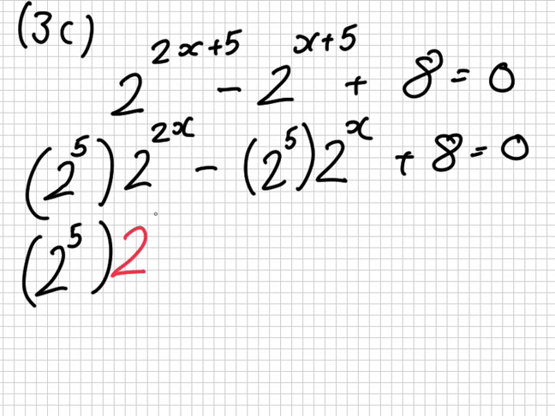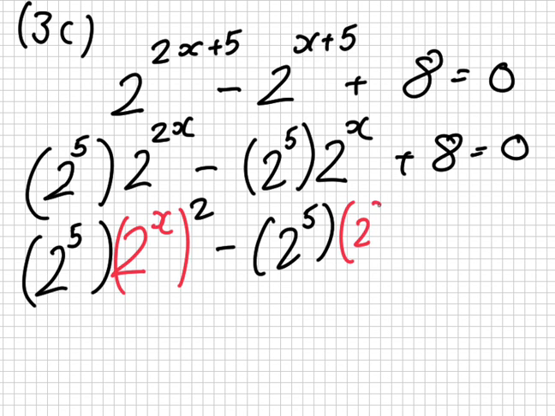2^x squared minus 2^5 times 2^x plus 8 equals 0. Now if you look at this, it is actually an example of a type of equation we've done already. Can anyone see what type that is? It's quadratic.